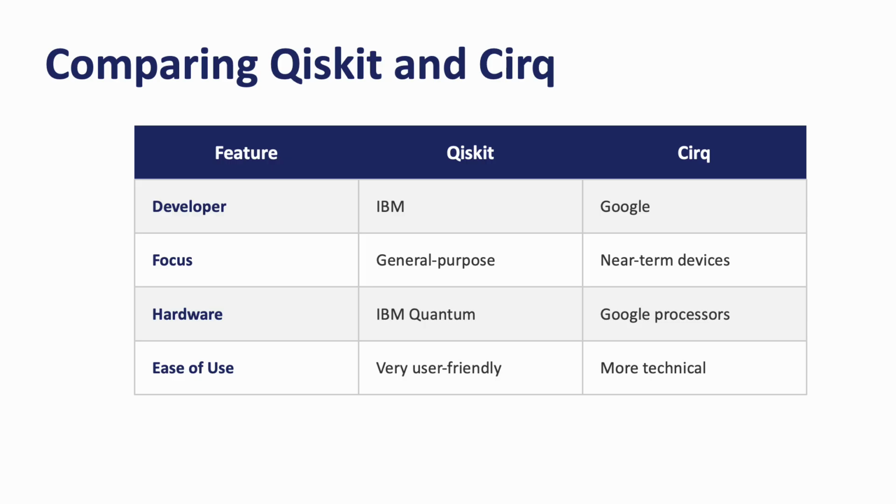The last major difference is the ease of use. Qiskit is generally considered more beginner friendly with a gentler learning curve. Cirq offers more technical depth and flexibility, which is appealing to advanced users and researchers, but might be overwhelming for beginners. There is no objectively best framework. It depends on your goals, your learning level, and which quantum hardware ecosystem you want to work with. Many quantum programmers actually learn and use both frameworks throughout their careers.